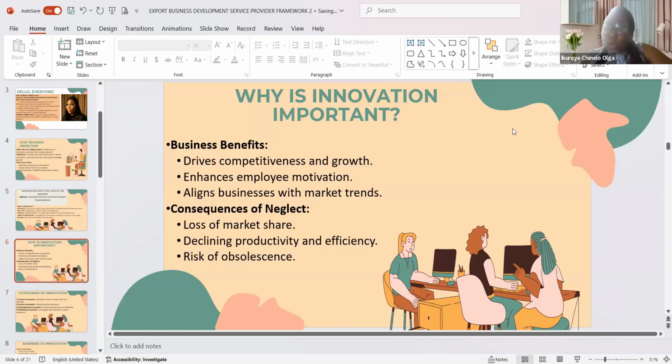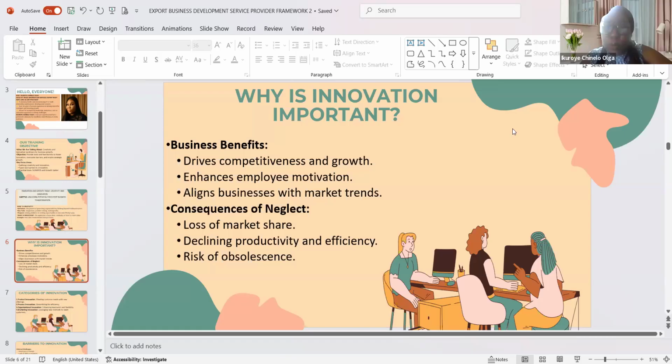If you neglect innovation, your business risks losing market share, productivity will decline, efficiency will suffer, and there is a really bad danger of becoming obsolete. Let's always remember that industries are moving fast. So the question here is, are we moving with them? We exporters, are we moving with these new innovations in industries? You need to drive competitiveness and growth.